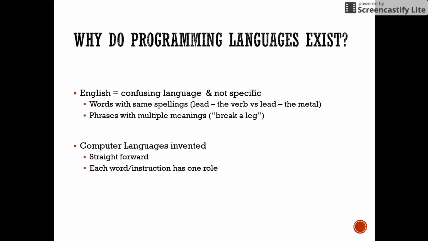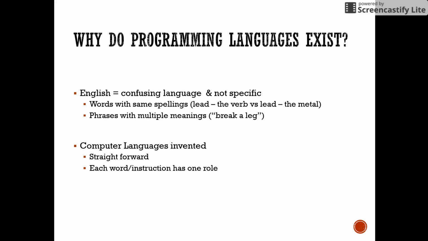So computer programming languages were in fact invented in order to have some straightforward language where each word, each instruction has one particular rule and it is very specific. And that way, when your computer reads your code, it reads it in order and it knows exactly what each word means. So it's not confusing to the computer. Computers are not as smart as humans, whether or not you want to believe that. They are as intelligent as the person that programmed them, and they need very specific instructions.